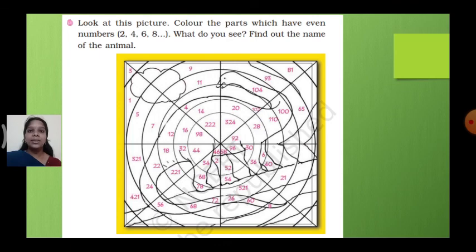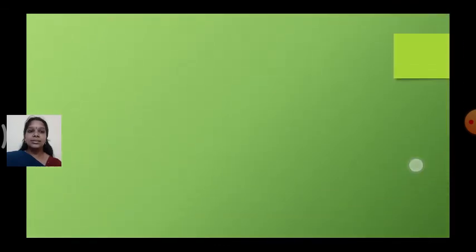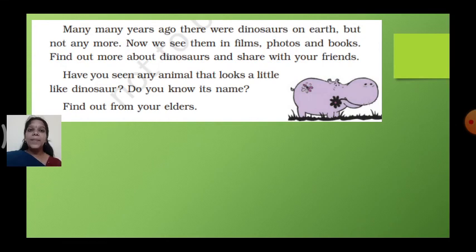Okay, children. Next, many years ago, there were dinosaurs on Earth. You know dinosaurs, right? You have heard about that. But not anymore. So now it is not there. Now we see them in films, photos, and books. Find out more about dinosaurs and share with your friends.